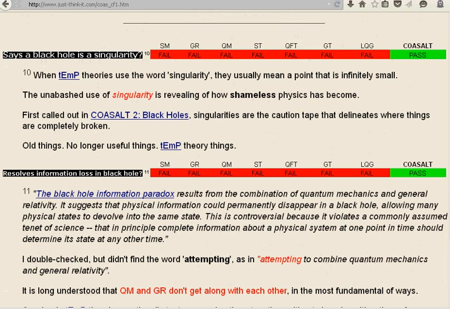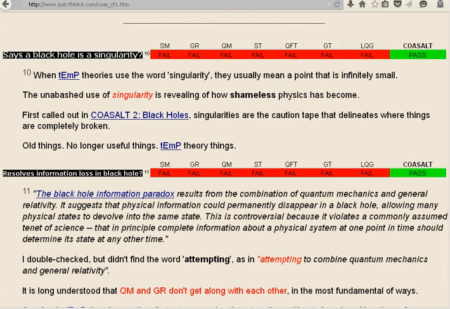Number 11. Does the theory resolve the information loss in the black hole problem? Quoting from Wiki, "The black hole information paradox results from the combination of quantum mechanics and general relativity. It suggests that physical information could permanently disappear in a black hole, allowing many physical states to devolve into the same state. This is controversial because it violates a commonly assumed tenet of science that, in principle, complete information about a physical system at one point in time should determine its state at any other time."